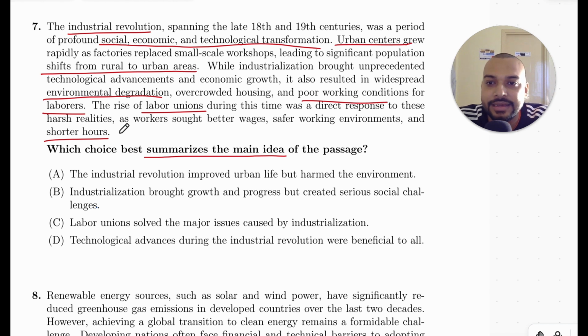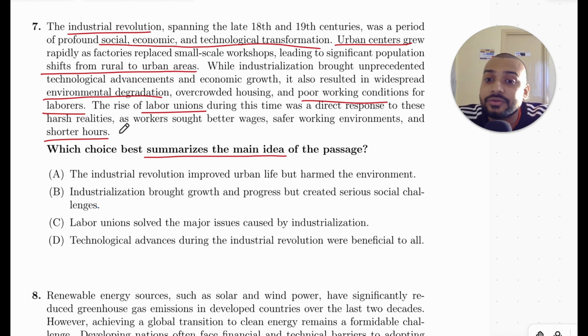The first important idea is that the Industrial Revolution brought about social, economic, and technological transformation. Okay, and it marked a shift from rural to urban areas. 2 points covered. Third point is about the challenges. While they brought economic growth, there were challenges regarding environmental degradation and specific challenges with the laborers, the working class. Okay, so these 3 ideas, let's see which option covers them most comprehensively.